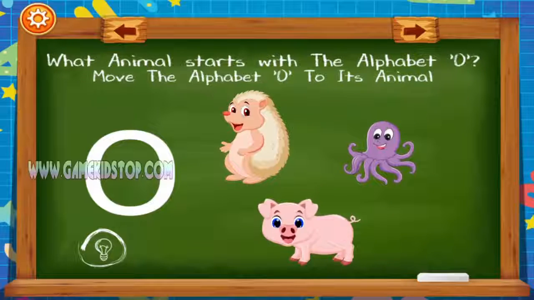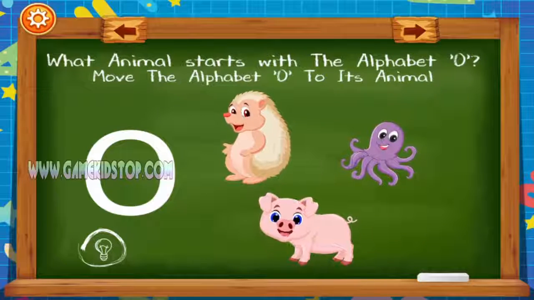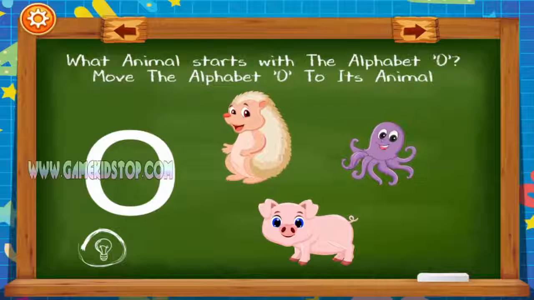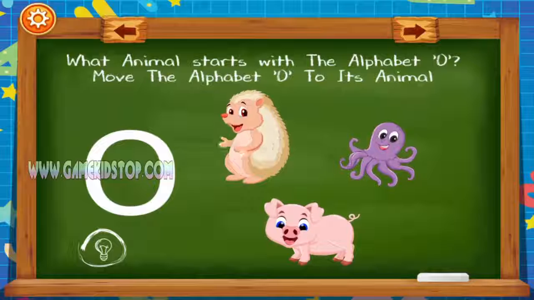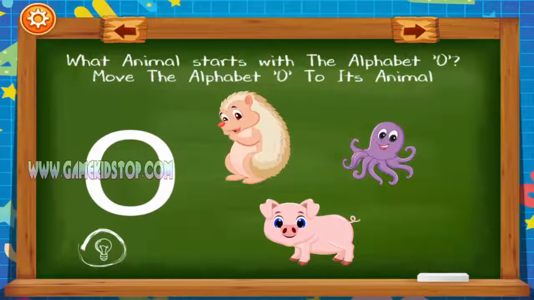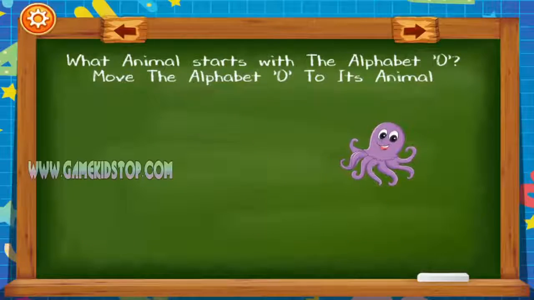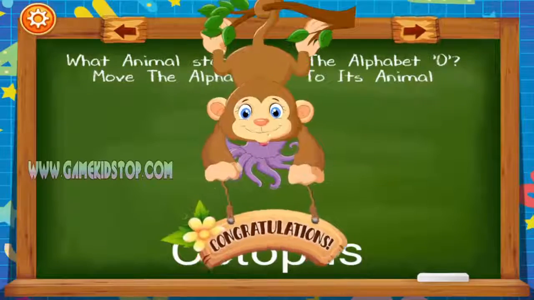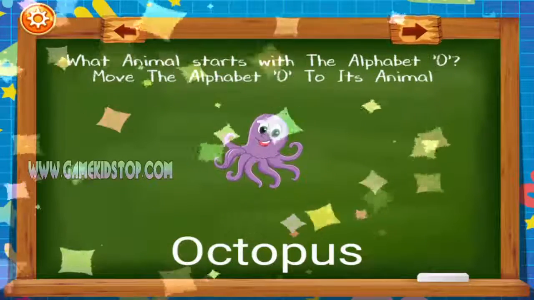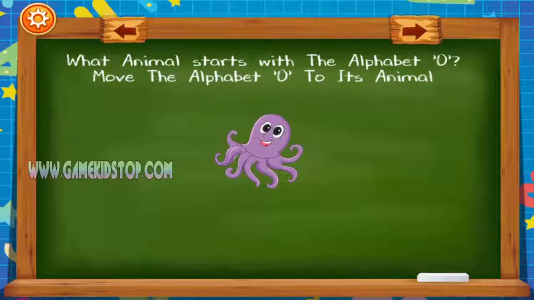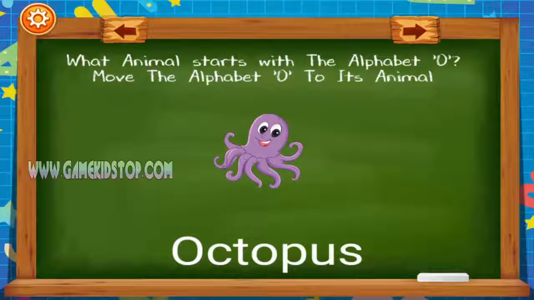What animal starts with the alphabet O? Move the alphabet O to its animal. O. No! O. Octopus. Congratulations! Octopus.